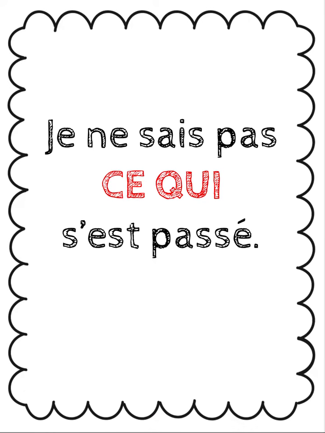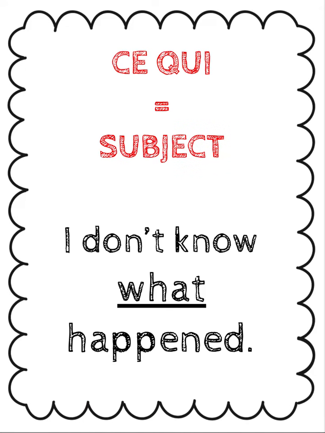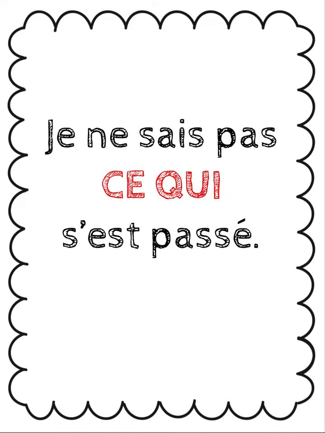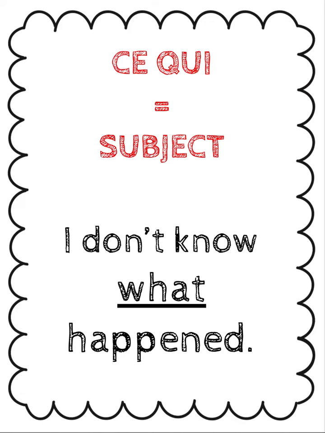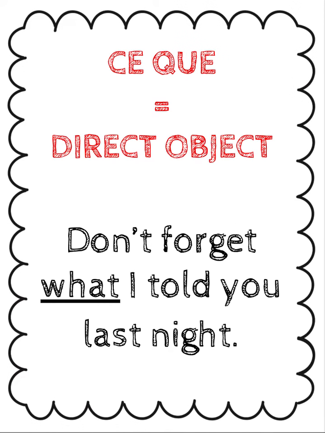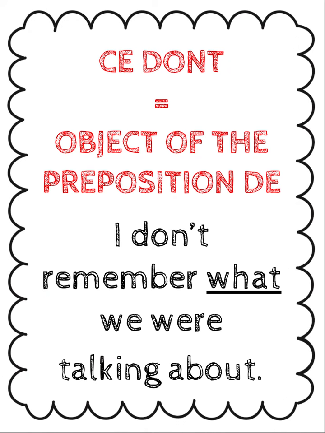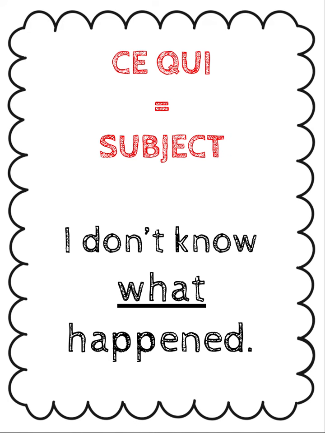Now, I was talking to you about needing a subject. Well, qui can act as a subject. So when you have a verb coming up next, that's your clue that you're going to use ce qui. D'accord? So, I don't know what happened. Now for all of these in English, I've underlined the word what. Notice that ce que means what, ce dont means what, and ce qui means what, as these relative pronouns often do.